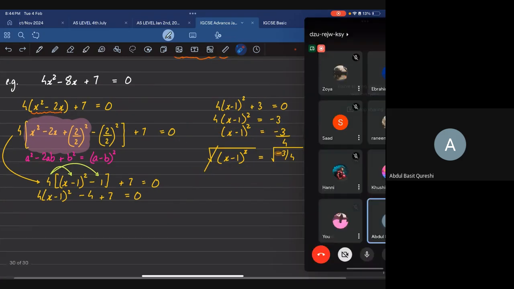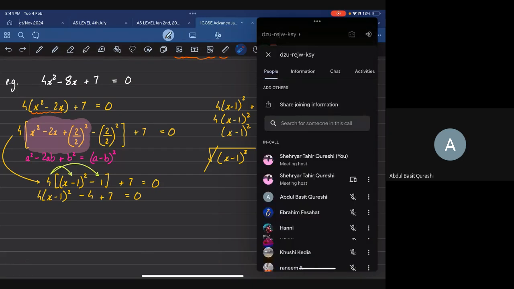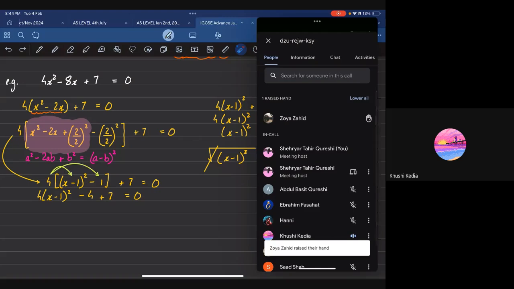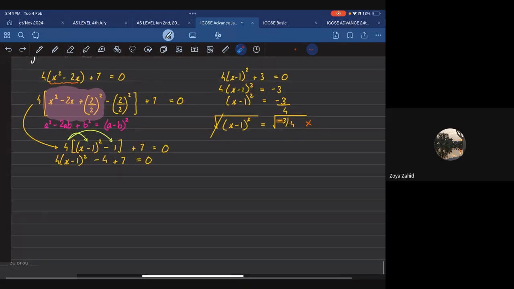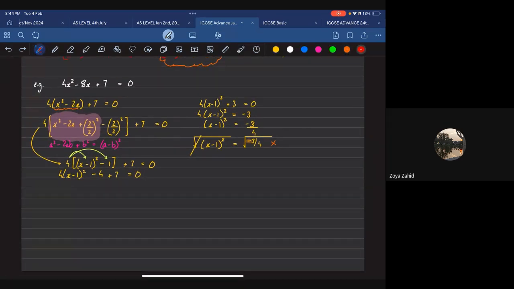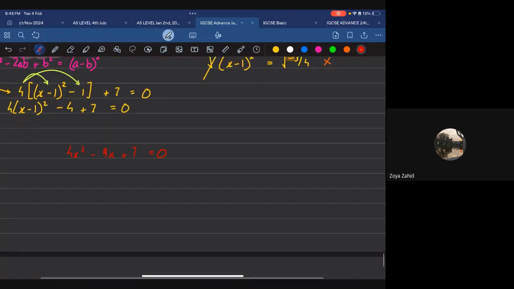Is this clear, Basit? Everyone? Yes, sir. Khushi, any issues? No, sir. Zoya, yes. Sir, if the coefficient of x was not divisible by the coefficient of x squared, for example, if it was 9x instead of 8x, do we just do the same thing, or can we not factor that out? You're saying 9x? Okay. This is the situation, Khushi? Can I do it like this, Zoya?